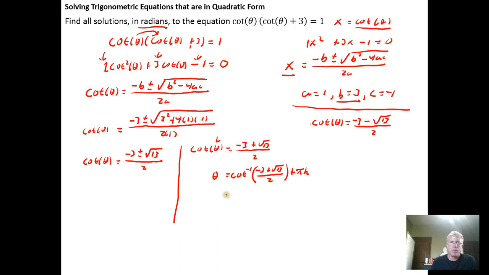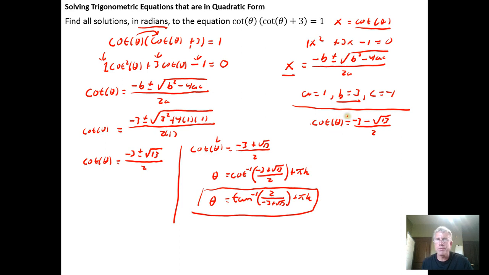So what we would need to do is use the tangent inverse instead. What we want to recognize is that the cotangent and tangent are reciprocals. So the cotangent inverse of this ratio is the same as the tangent inverse of the reciprocal of this ratio. So tangent inverse of 2 over negative 3 plus the square root of 13, plus pi k, and then we could get decimal approximations out of the calculator if we needed to.